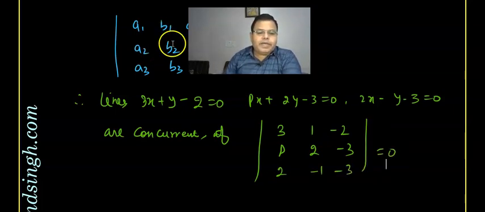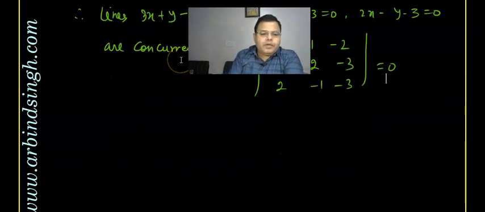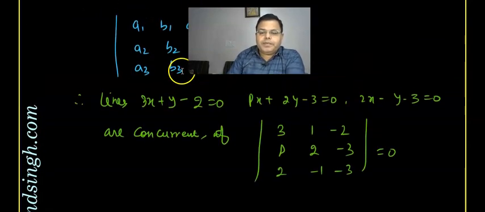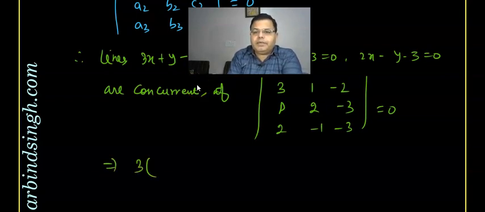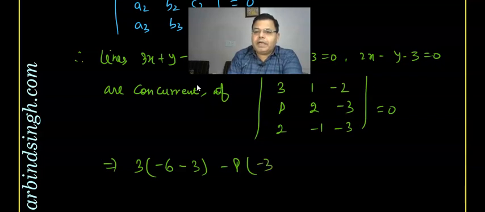Now we can solve this determinant. Cancelling the first row and column, 2 multiplied by minus 3 is minus 6, minus the product of these two, that is 3, so minus 6 minus 3. Then for the next term, 3 multiplied by minus 1, minus 3, and minus 1 multiplied by minus 2, that is 2, plus 2 times the remaining cancelled rows and columns.